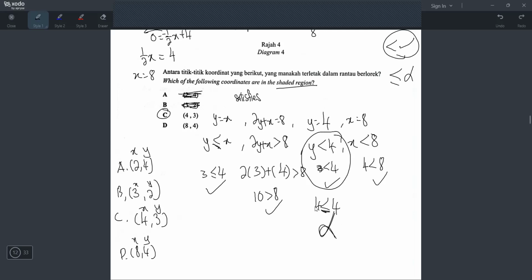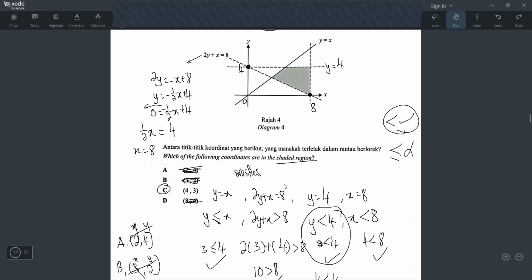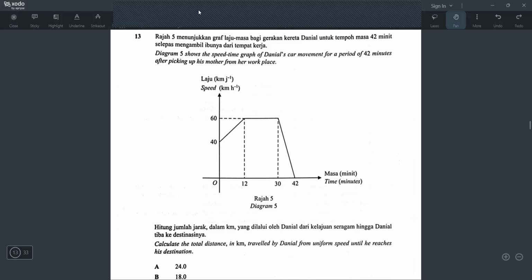Unless they put the line here, then it becomes true. But if there's no line, this is false actually, because 4 is not smaller than 4. Numbers that are smaller than 4 are 3, 2, 1, 0. 4 is not included, right? Unless they put the line. So we all know D is wrong, B is wrong, A is wrong. The only thing left is C. So this method is a better method to do this question. I hope you understand. All right, so let's continue.